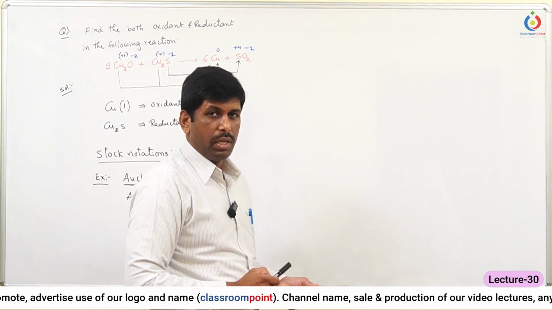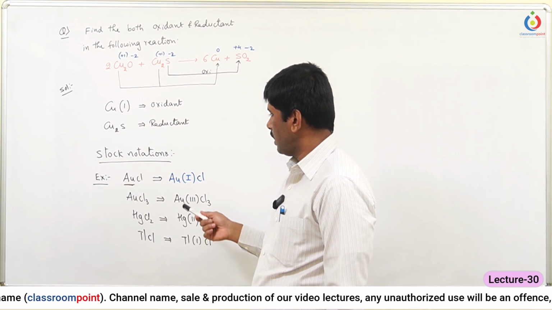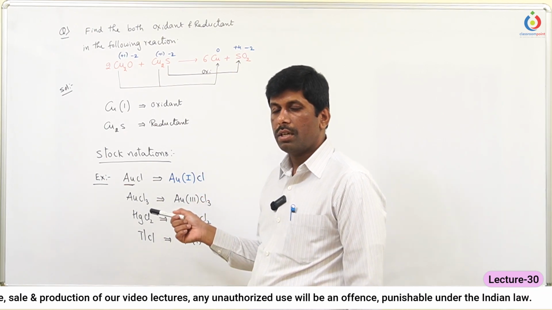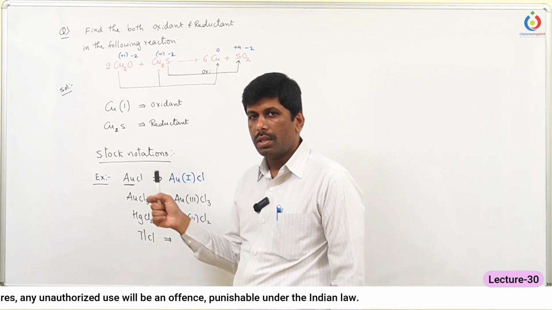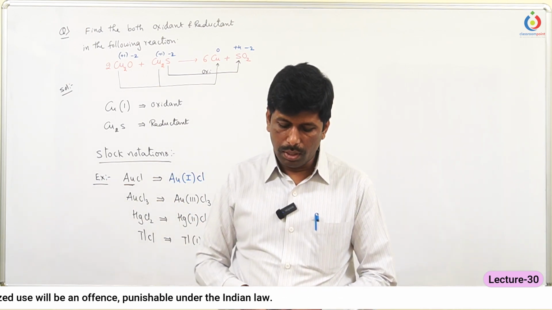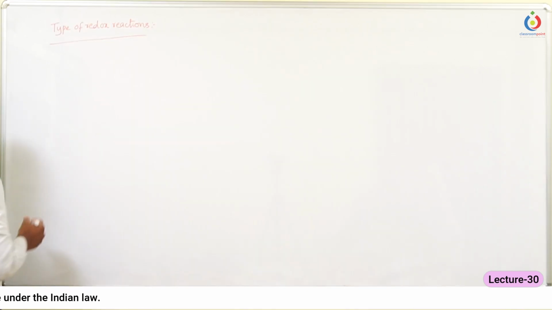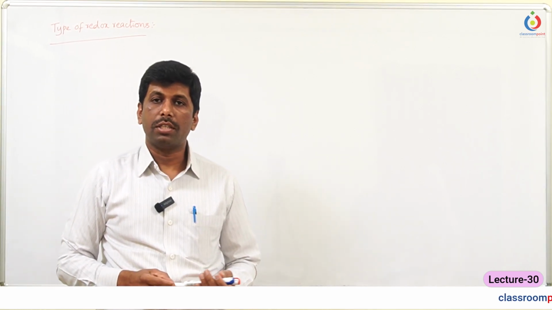Anyhow, these Stock notations are afterwards discarded. Why? Because after writing the chemical formula using the oxidation state, it becomes difficult. That's why these are discarded. That's a small part that we discussed here. Now let us discuss the types of redox reactions. There are many types of redox reactions. We shall discuss them one by one.